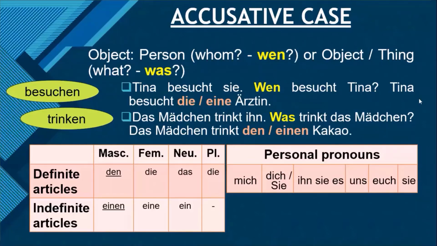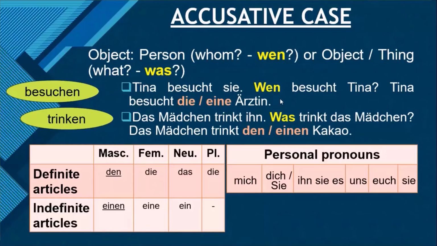To which you can say Tina besucht die or eine Ärztin. Tina is visiting the or a doctor, and a female doctor because the article die is being used. In this case, you saw that the subject is Tina and the object is a person this time, which is the doctor.